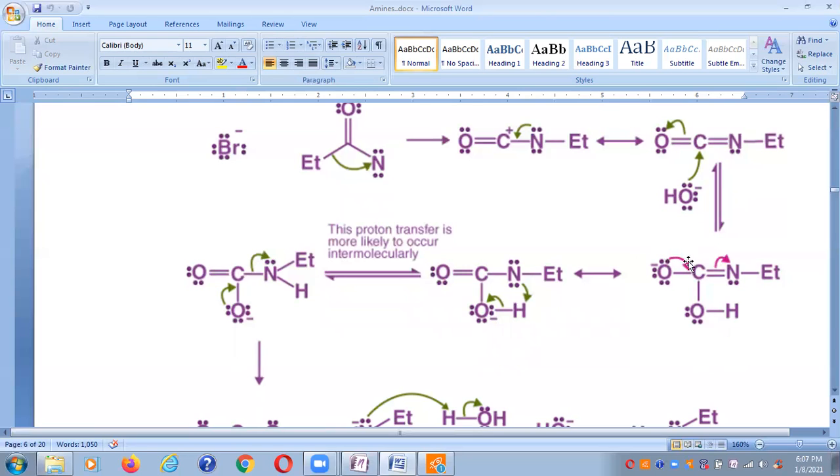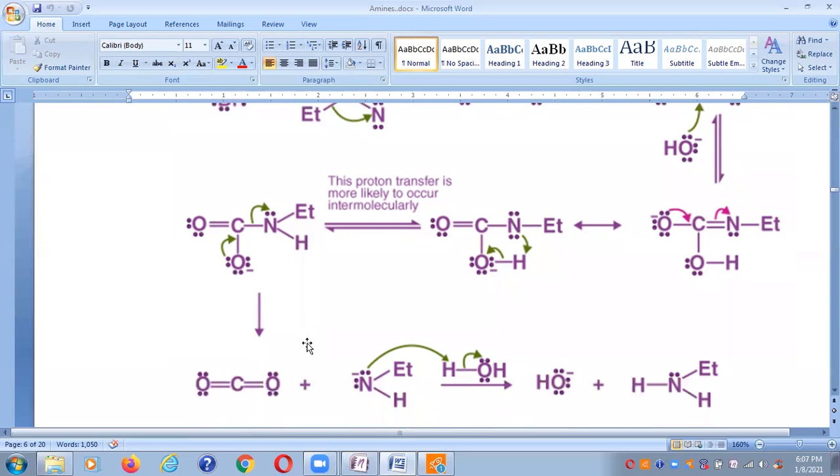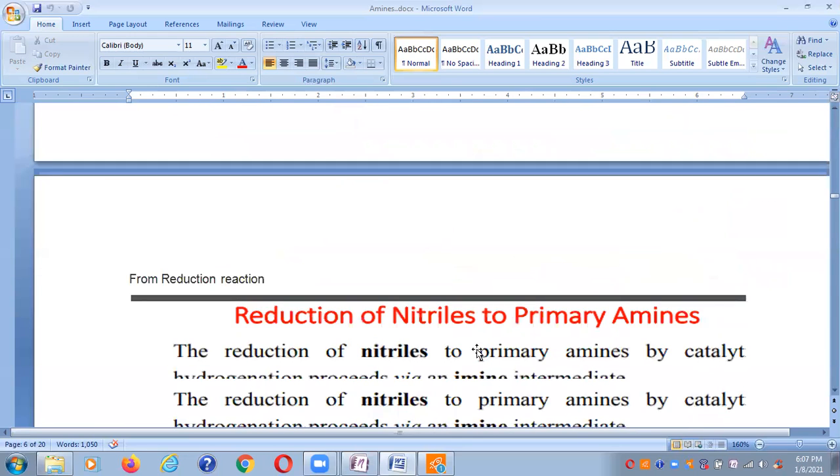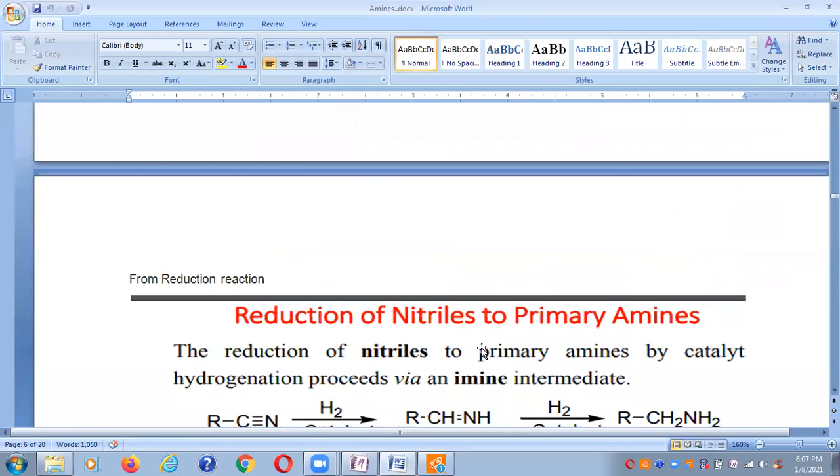Now the negative charge comes here, then the resonance happens. Due to resonance, the nitrogen gets the negative charge, and now this bond shifts here, and this will be shifted here, so thereby we get carbon dioxide. So as a whole, at last the carbon dioxide molecule is removed, and we get ethylamine. So this is about Hofmann bromamide degradation.